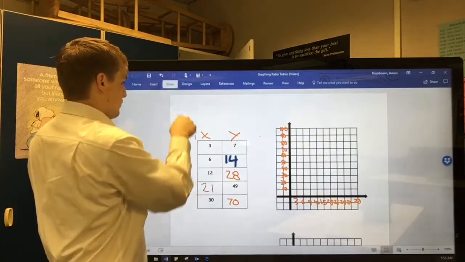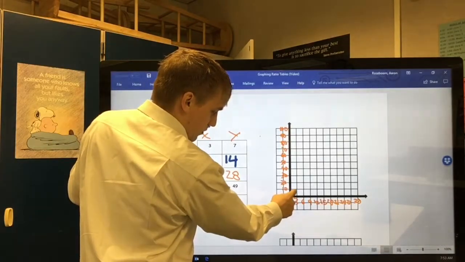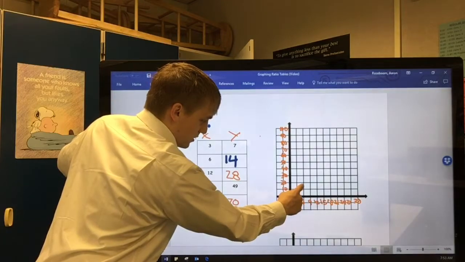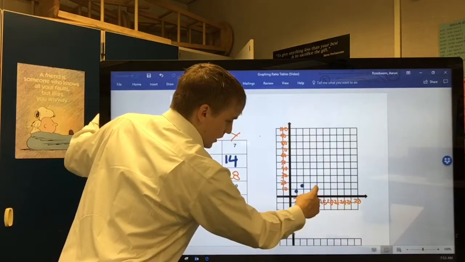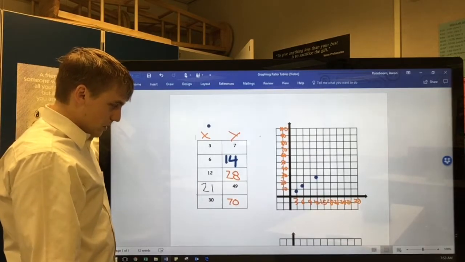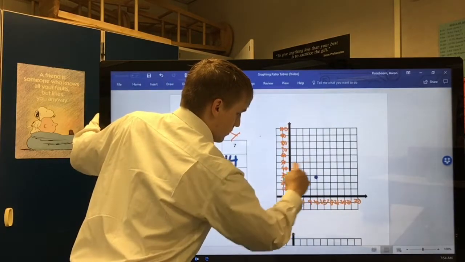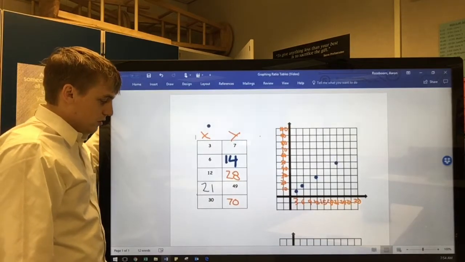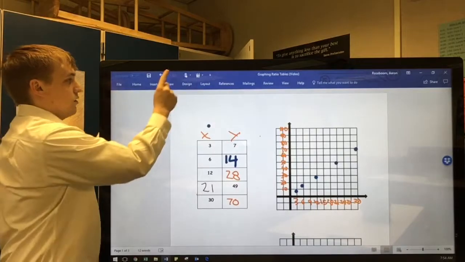So 3, 7 would be 3 and about right there. 6, 14, and you're estimating if you need to. 12, 28 is going to be about right there. 21, 49 will be about right there. And 30, 70, right there.